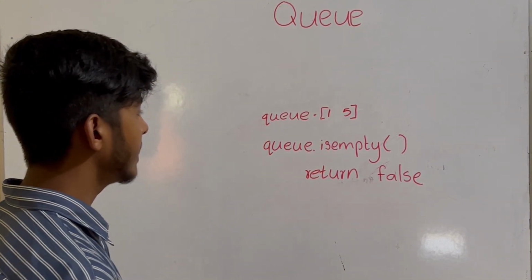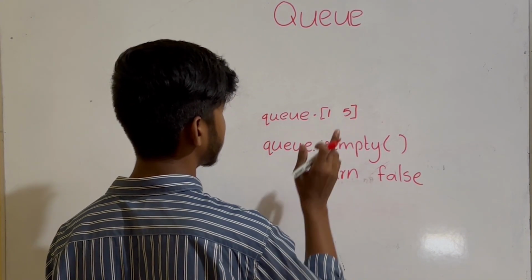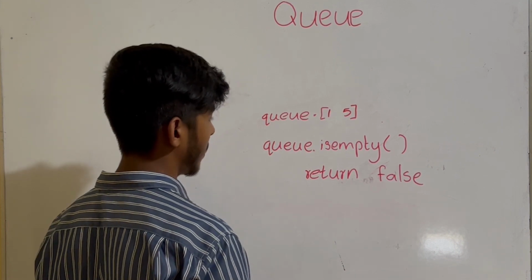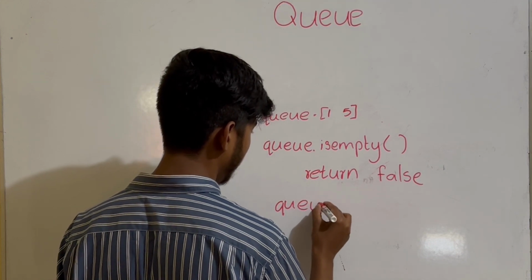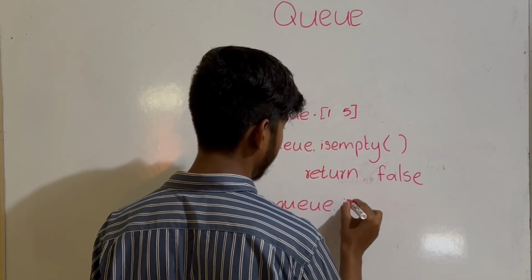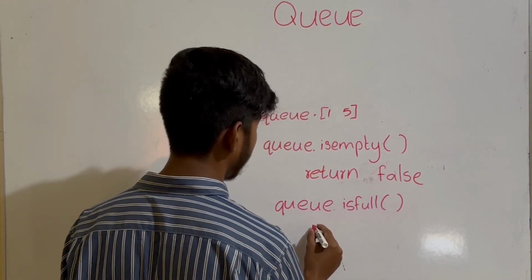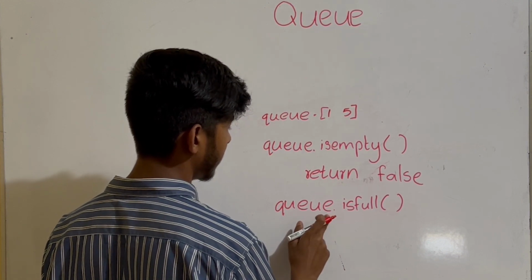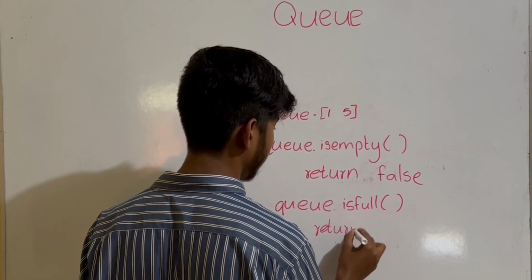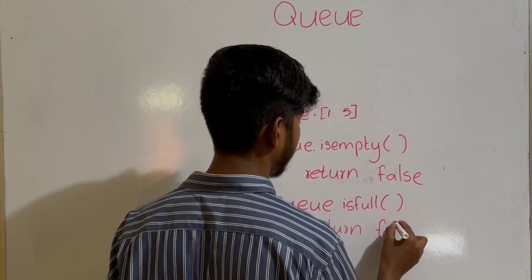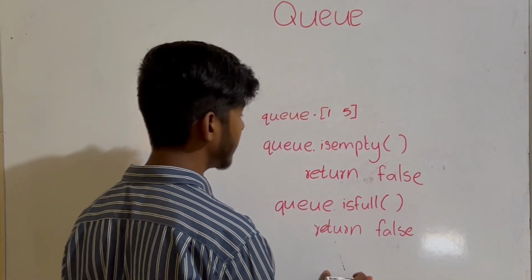The next operation is isFull. IsFull helps to check whether the queue is full or not. Queue dot isFull. This operation returns false, because the queue is not full. We can input more elements to the queue.